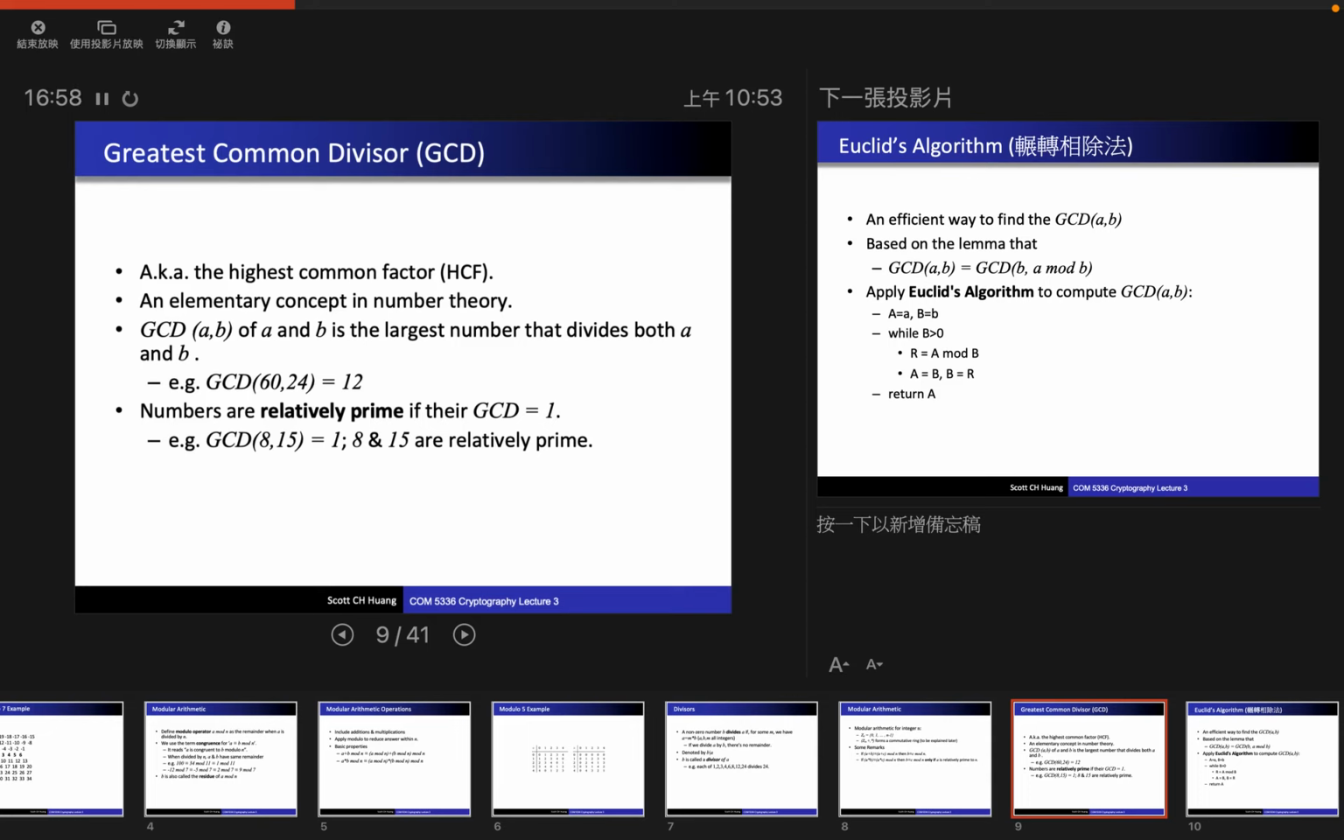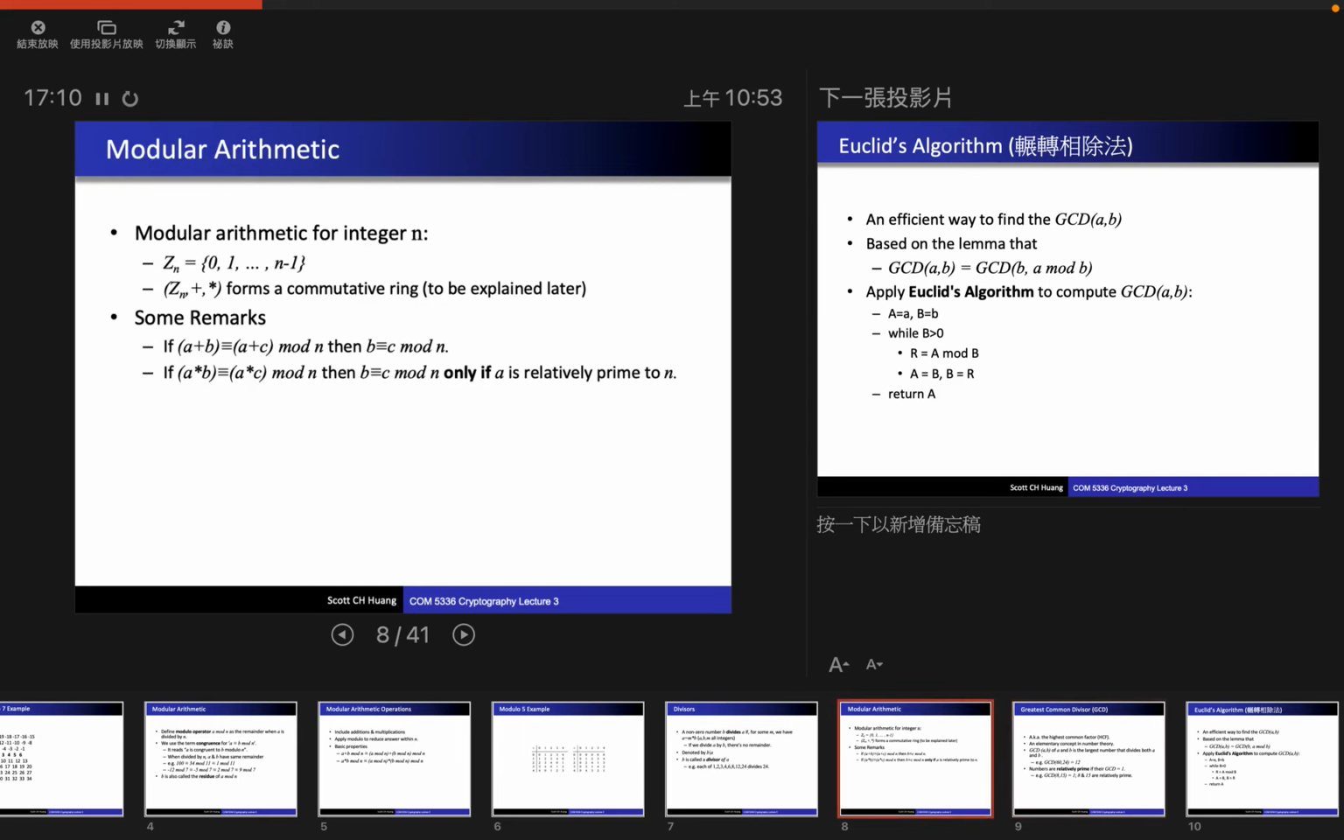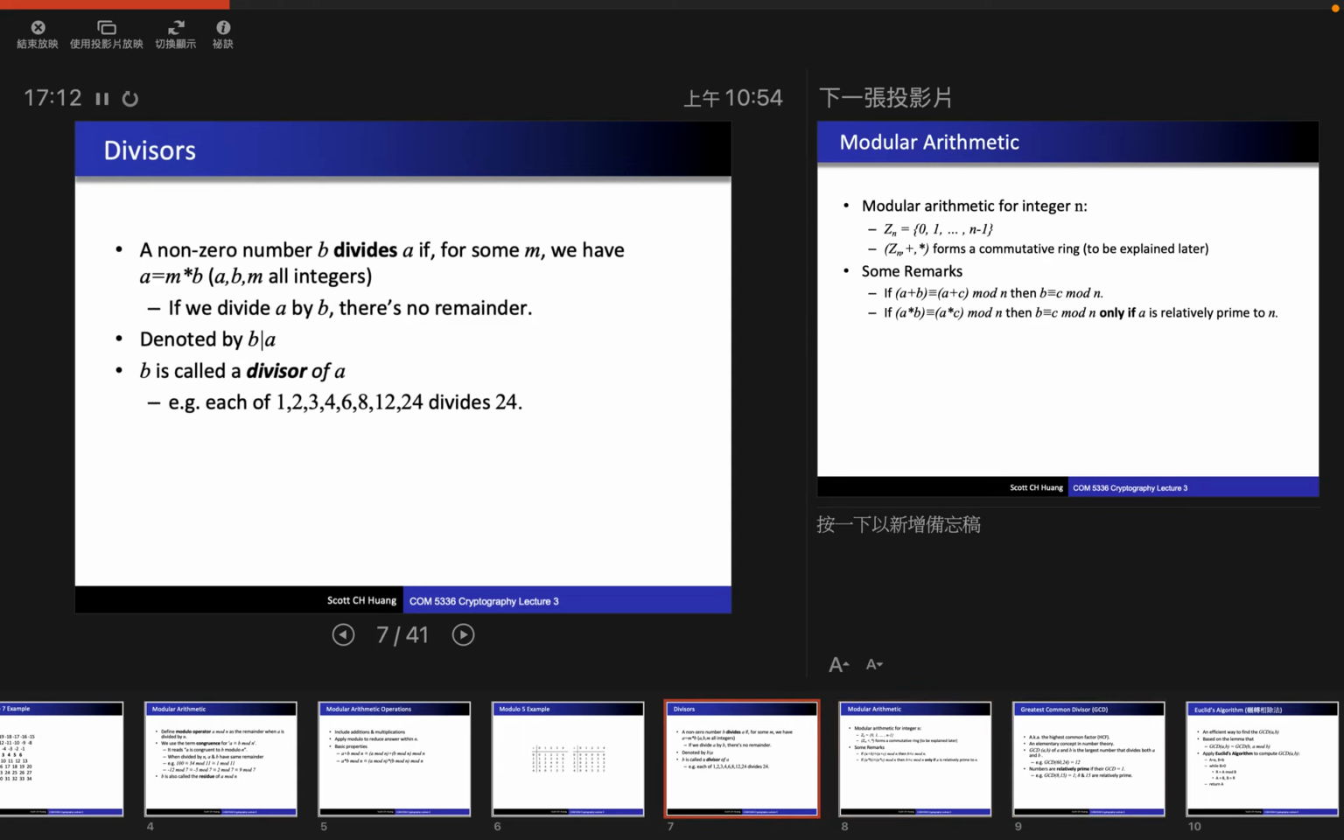The greatest common divisor makes sense if you have the concept of a divisor. We just learned what a divisor is. 24's divisors are 1, 2, 3, 4, 6, 8, 12, 24. These are the divisors, the factors of 24.